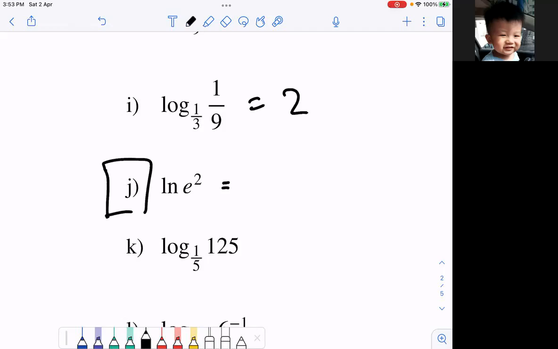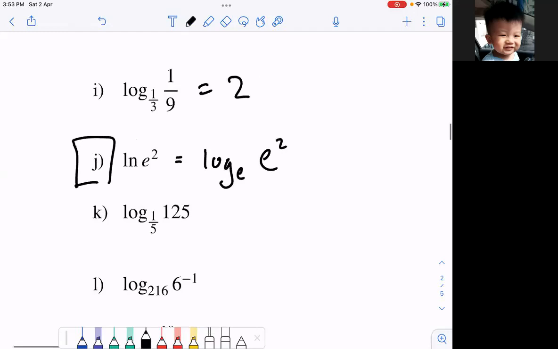Because ln is just log base e. Let me finish J first. So basically, when I do this, the question is: e to the power of what gives me e squared? Obviously, e to the 2 gives me e squared. The answer is right there. So this answer is 2.